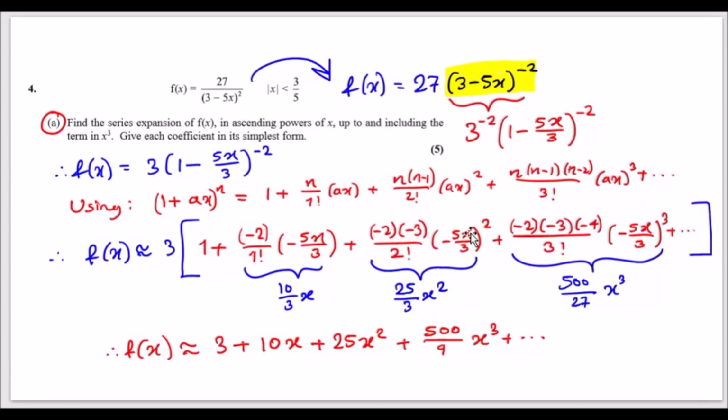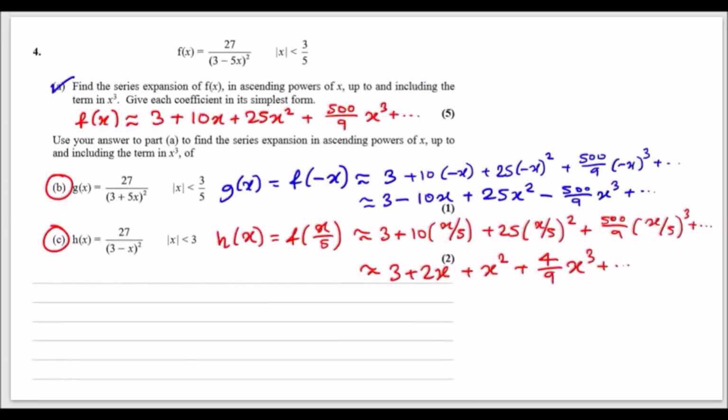Do the same here. Omit the x, put the square, so everything without the x, including the square. You should get 25 over 3. Same thing, everything without the x, 5 over 27. And just stick on the correct terms. And then multiply everything by 3, and voila. We should have 3 plus 10x plus 25x squared plus 500 over 9 x cubed. Done. Not bad.